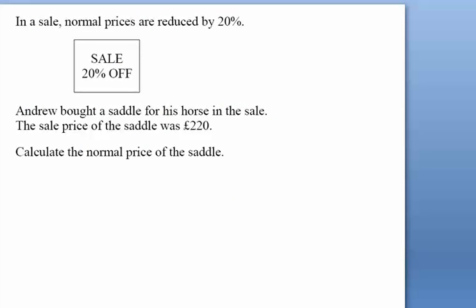Let's have a look at a reverse percentages question. In a sale, normal prices are reduced by 20%. The sale price of the saddle was £220, calculate the normal price. So I need to find what percentage 220 actually represents. So it's 100%, take away the sale, which was 20%, which gives me 80%. So £220 represents 80% of the original price.